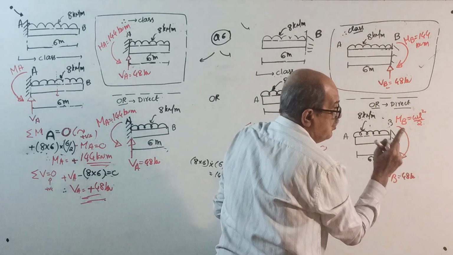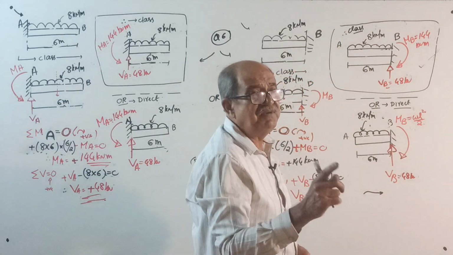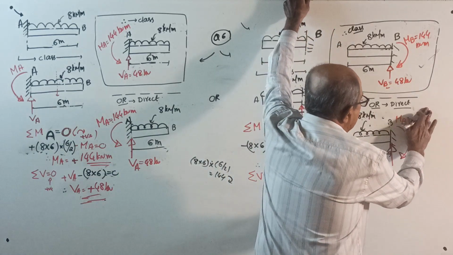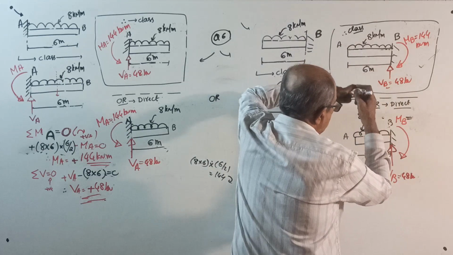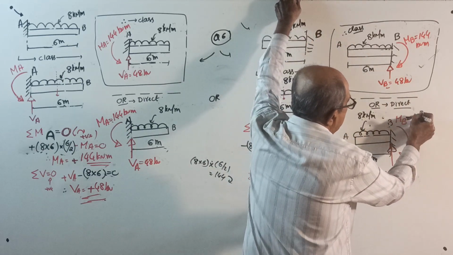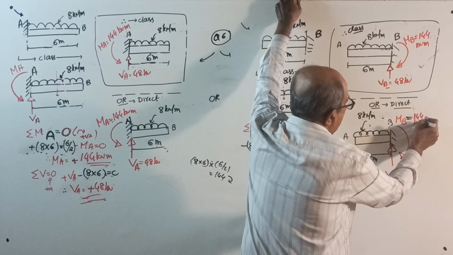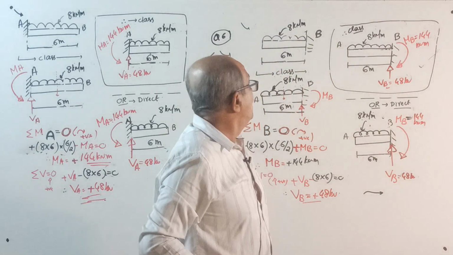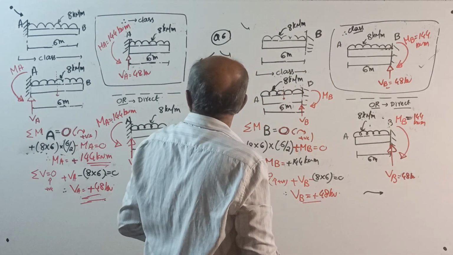In a cantilever, everything is balanced by the fixed end only once. In a simply supported beam, two reactions are there. This is the specialty of a cantilever. MB equal to 8 into 6 into 6 by 2 is 144 kilonewton meter. Question 6 over.